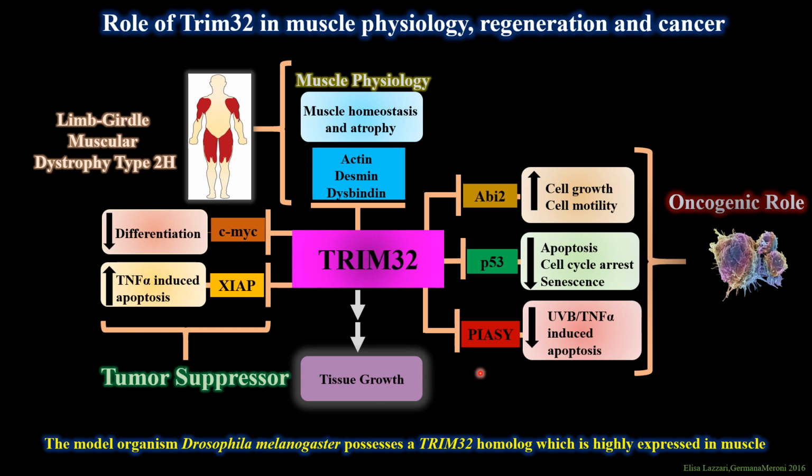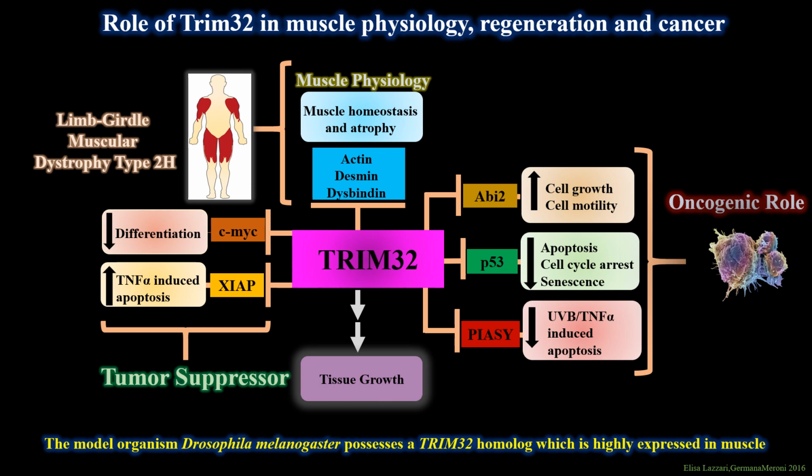and can have an oncogenic role. TRIM32 is also known to regulate protein turnover of some of the muscle proteins like actin, desmin, and dysbindin, and plays an important role in maintaining normal muscle homeostasis. It is also implicated in one of the muscle disorders known as limb-girdle muscular dystrophy type 2H. All these functions have been identified and studied before, but today I'll be focusing on telling you about the role of TRIM32 in regulating tissue growth.